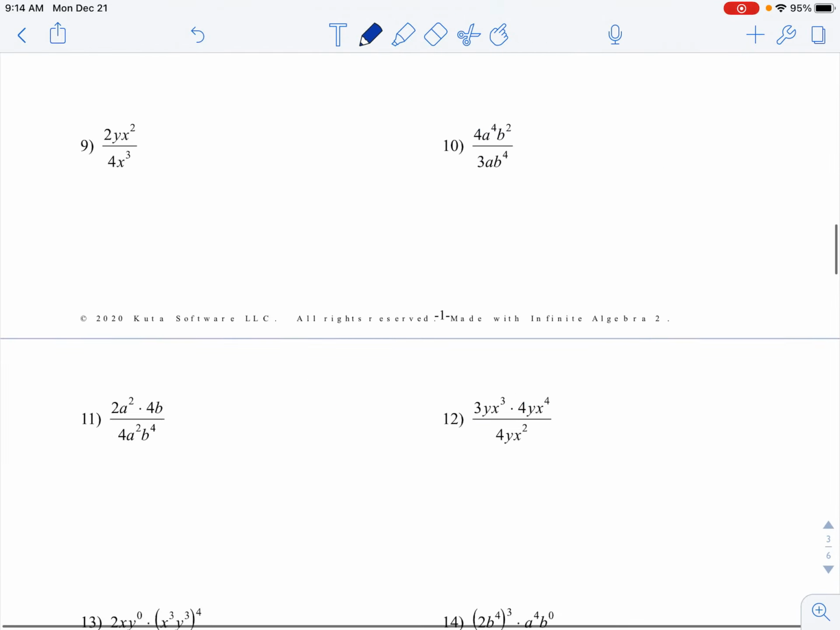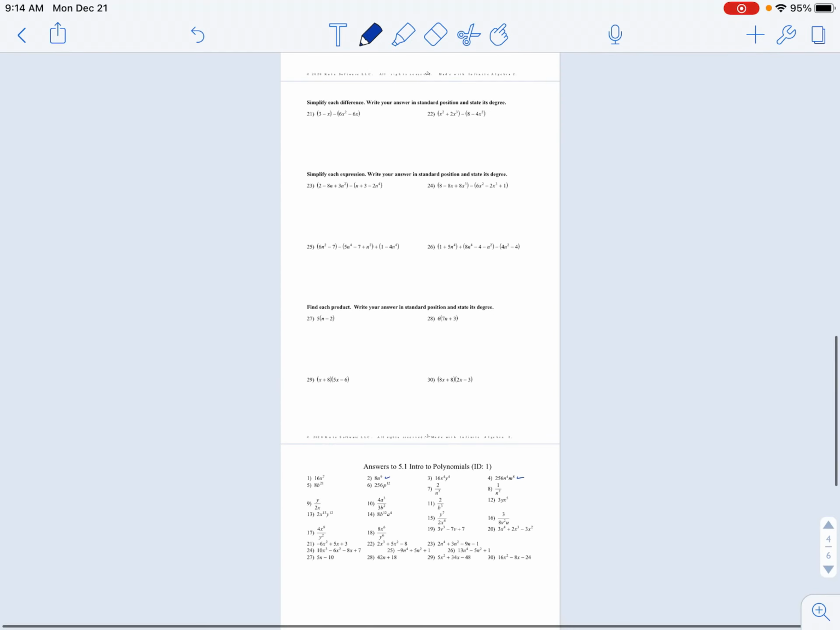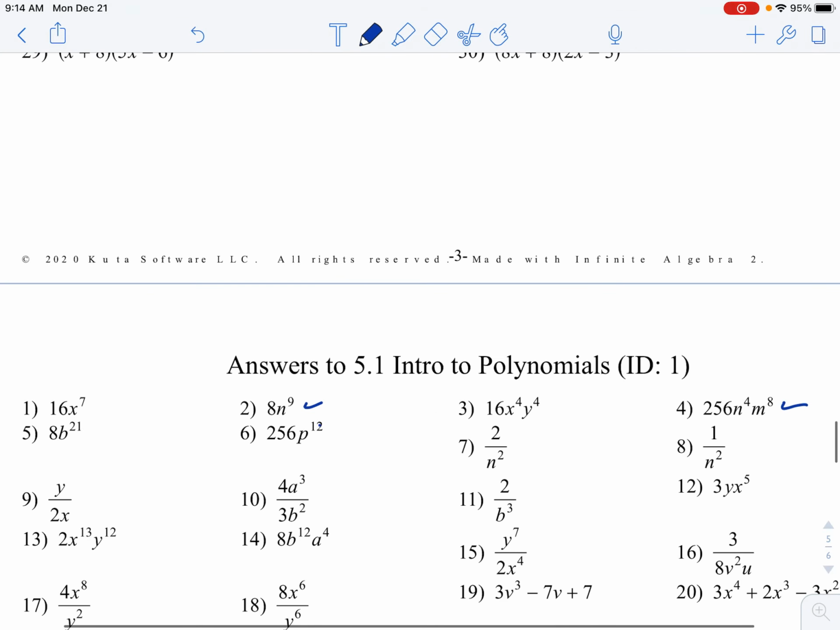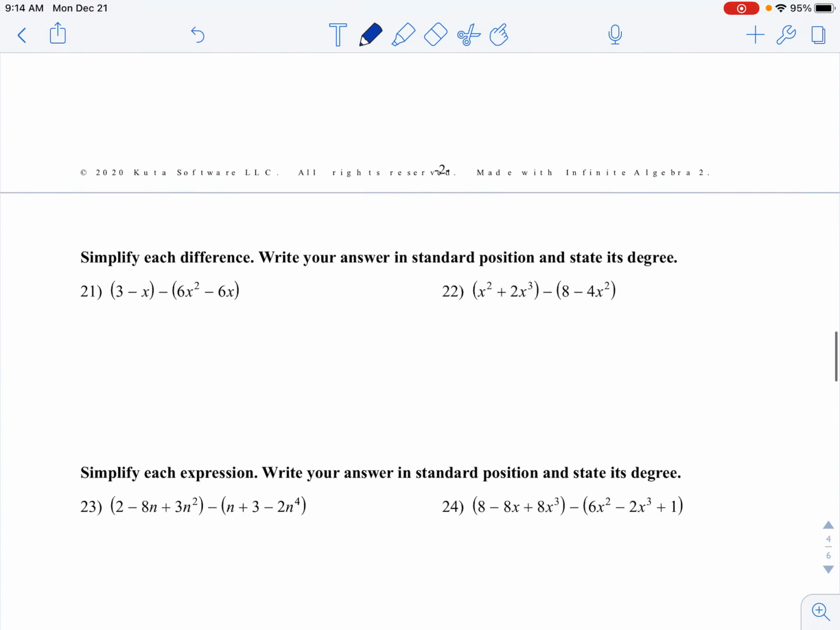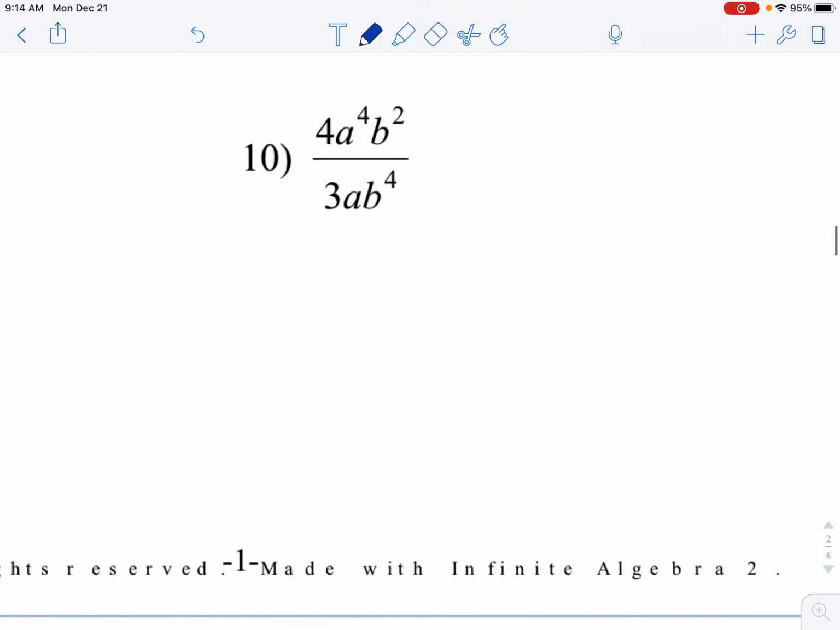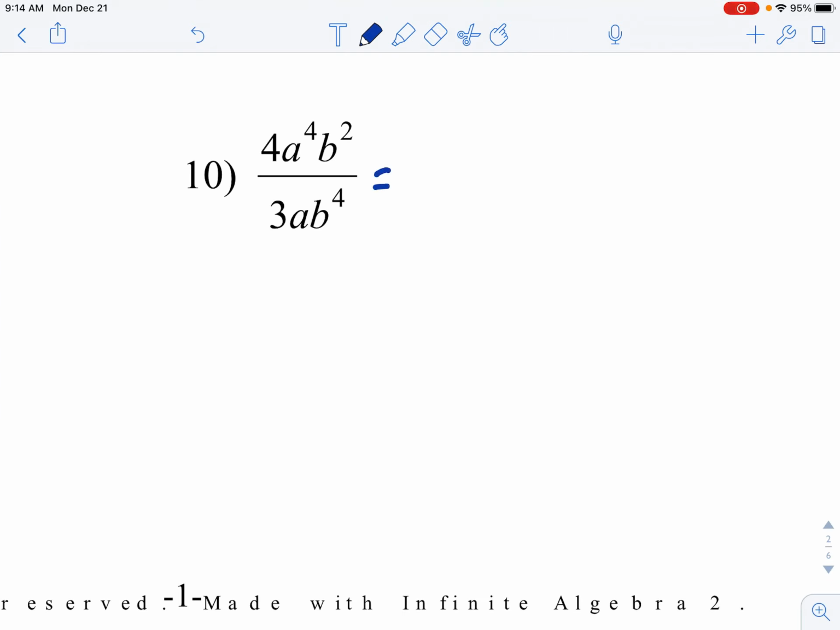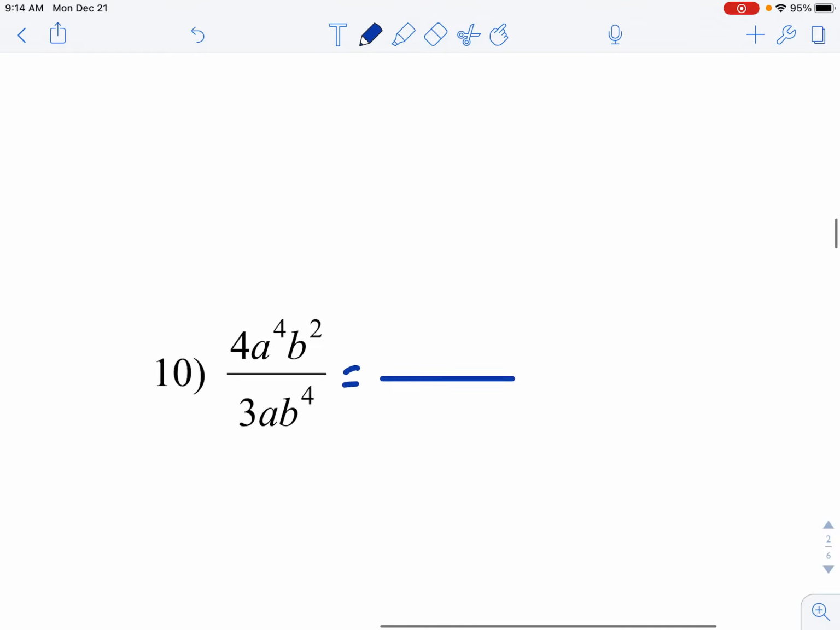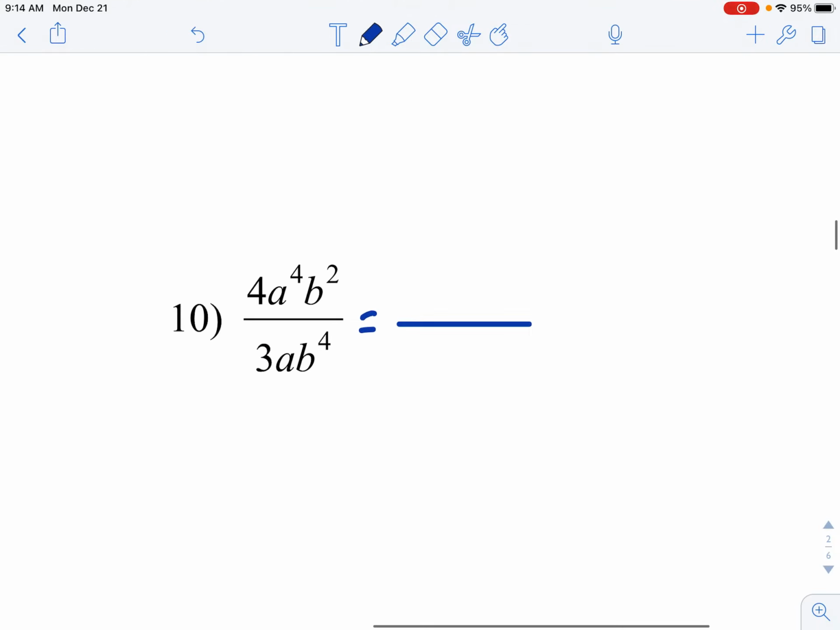All right, let's check those and make sure I haven't messed anything up. So 256 n to the 12th, 1 over n squared. Now they're getting a little more complicated. This one here is another quotient rule. So I'm going to do it kind of like the third method that I used when I did this. So first of all, 4 divided by 3. 4 and 3 don't cancel. They don't divide out. So I'm just going to leave a 4 on top, a 3 on the bottom.